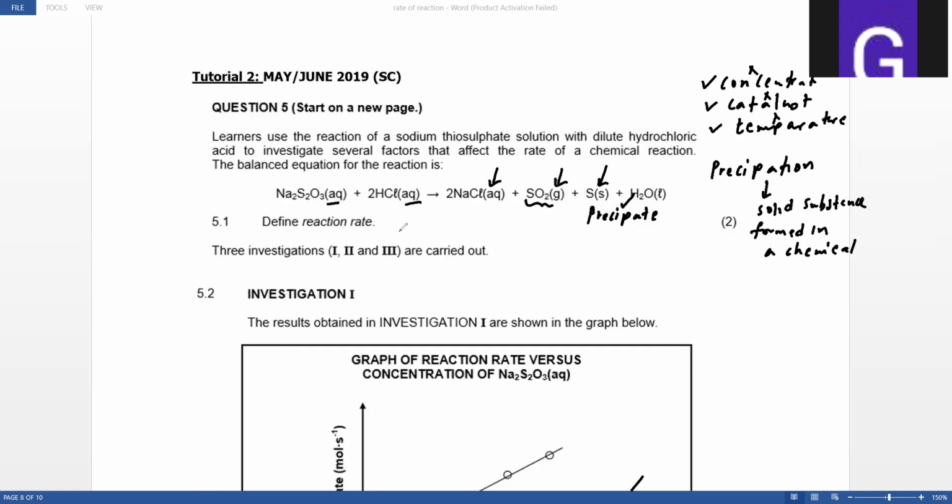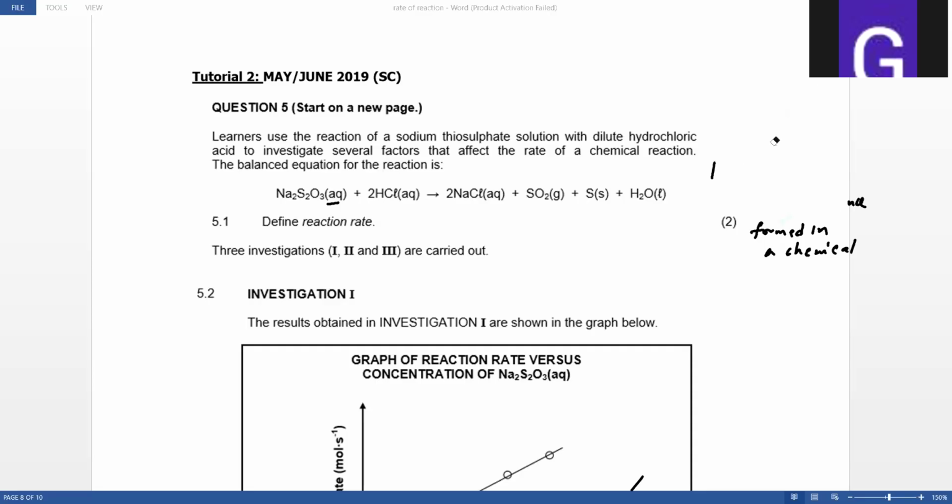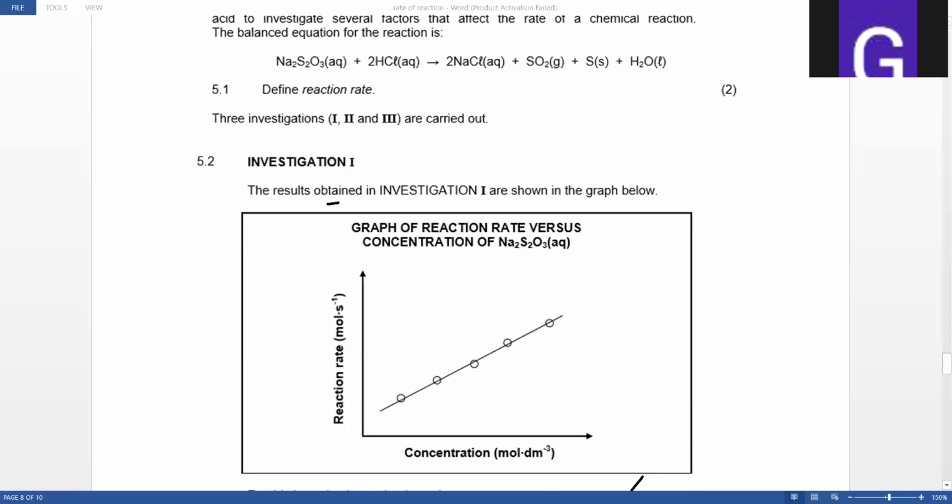Okay, the first question says define the term rate of reaction. I think I've explained that. Secondly, it says three investigations, 1, 2, and 3, are carried out. Let us look at the first one, investigation 1. It says the result obtained in investigation 1 was shown in the graph below. So let's go through the graph.